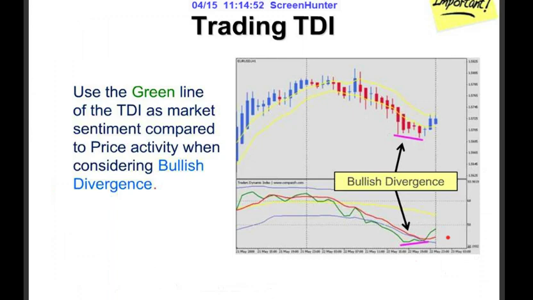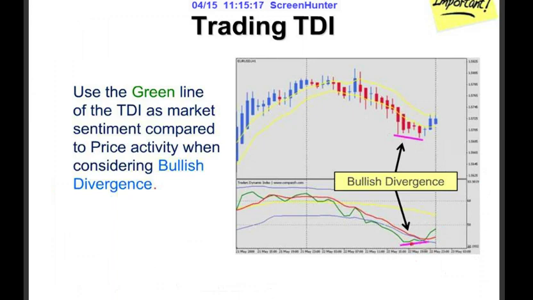Very easy if you're not familiar with divergence. Very simple. What you're looking for, lower lows in price, higher lows in the green line, or higher valleys. This is a higher valley or dip than this one over here. And this is probably not the best indication, but that's an indication of bullish divergence.